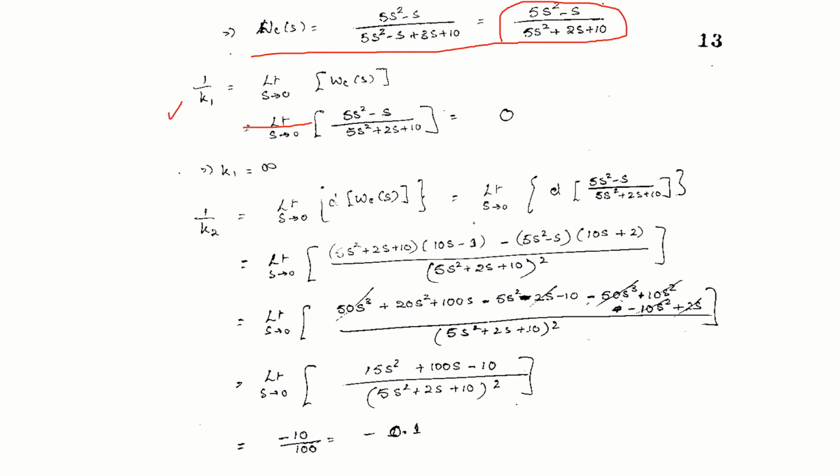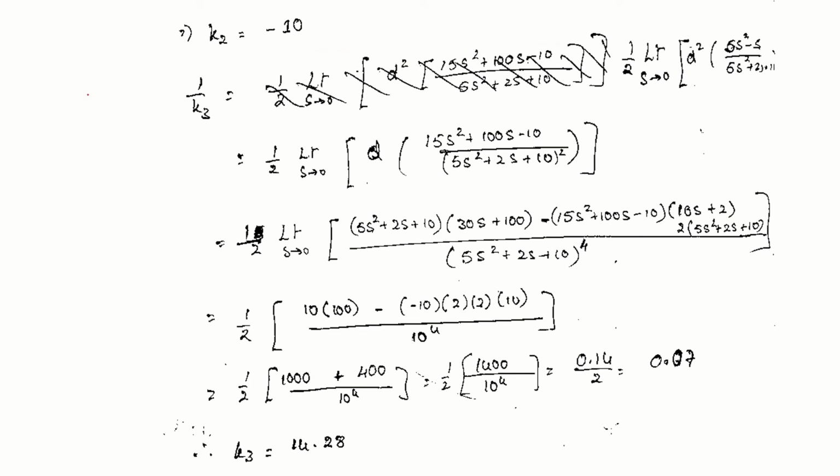So I can find 1 by k1 is limit s tending to 0, so k1 is equal to infinity. 1 by k2 is limit s tending to 0 of dW of s. Only thing is, carefully differentiate this using the a by b formula. Then you will get k2. Again k3 is half limit s tending to 0 d square W E of s. Once again differentiate that and substitute s equal to 0, you will get k3.